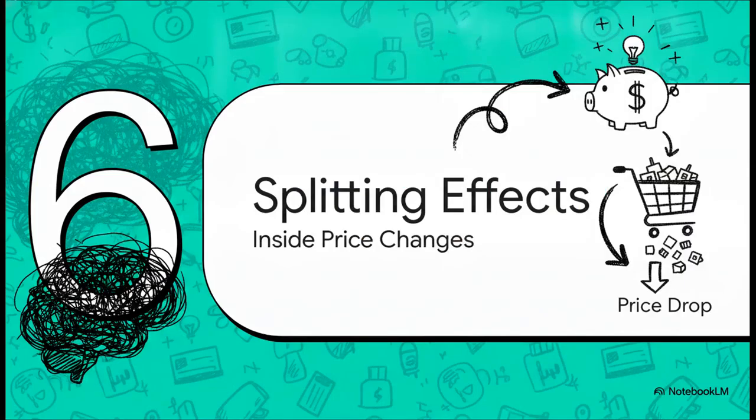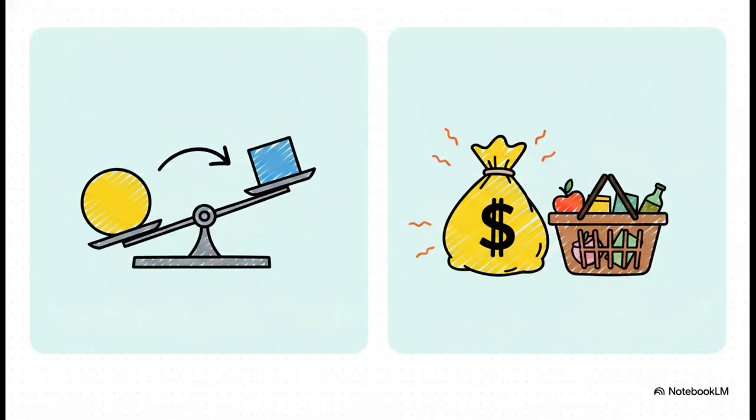Okay, we've made it to part 6, splitting the effects. We're going to dive into the most complex, but honestly, the most rewarding part of this whole explainer, dissecting what actually happens inside your brain when a price drops. Because it's not just one effect, it's 2. When a price falls, you end up buying more of that thing for 2 entirely distinct reasons.